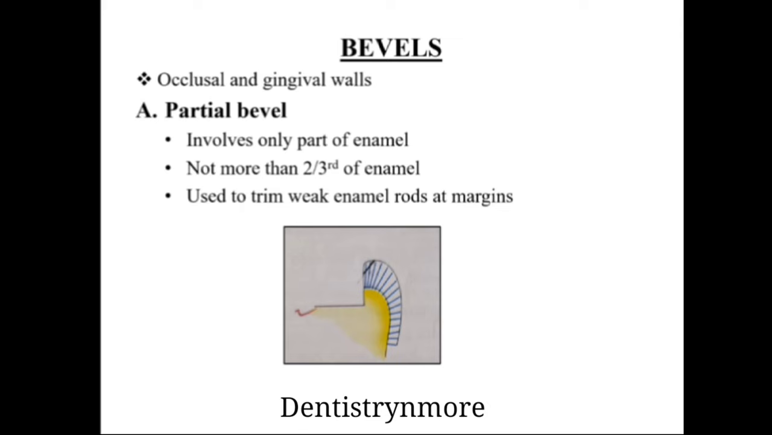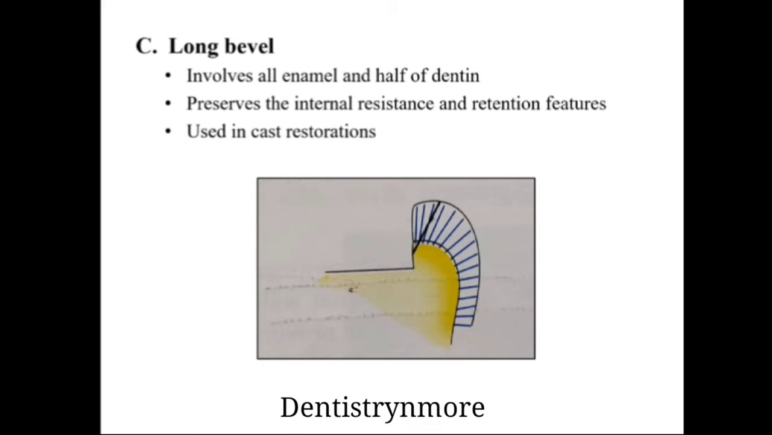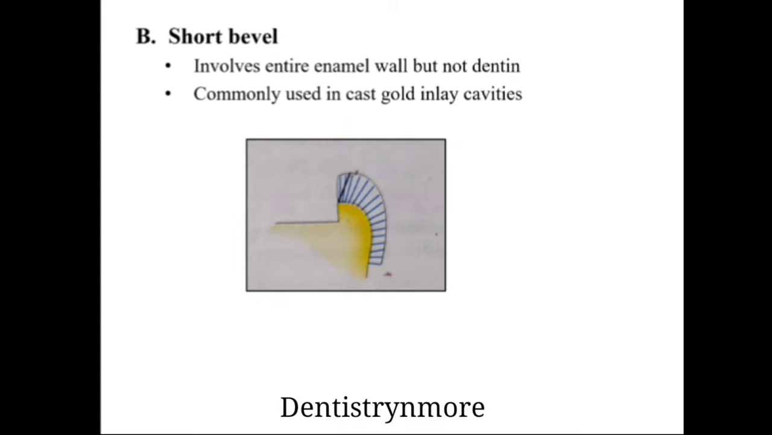First one is partial bevel. In the figure you can see that it involves only a part of the enamel, and it is not more than 2/3 of the enamel, and it is used to trim the weak enamel rods at the margins. Next one is short bevel. In the figure you can see short bevel, that includes the entire enamel here, but the dentin is not involved, and is commonly used in case of cast gold inlay cavities.